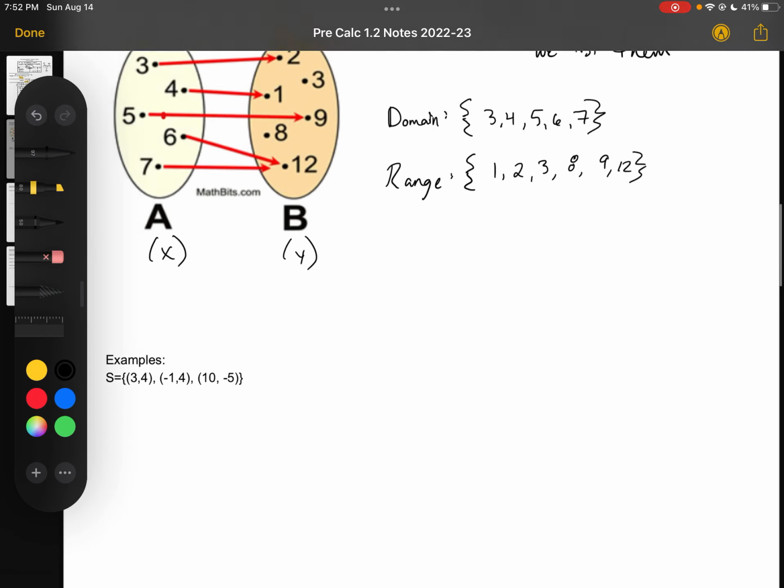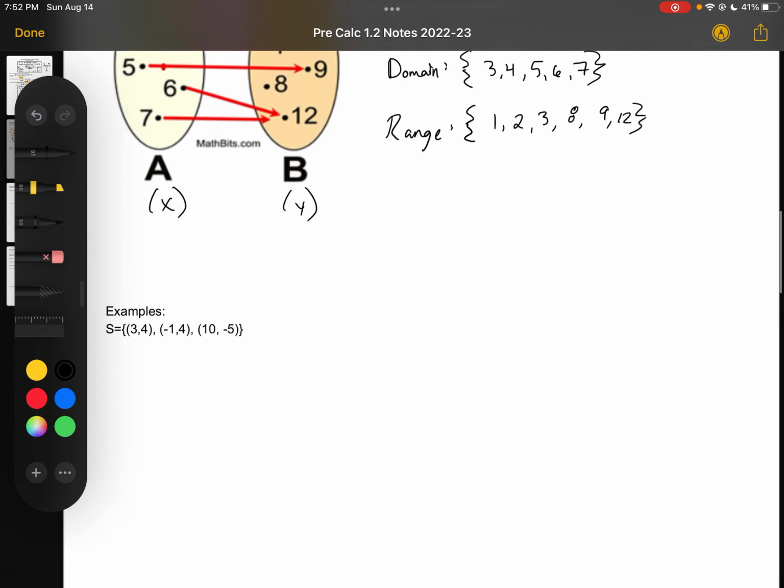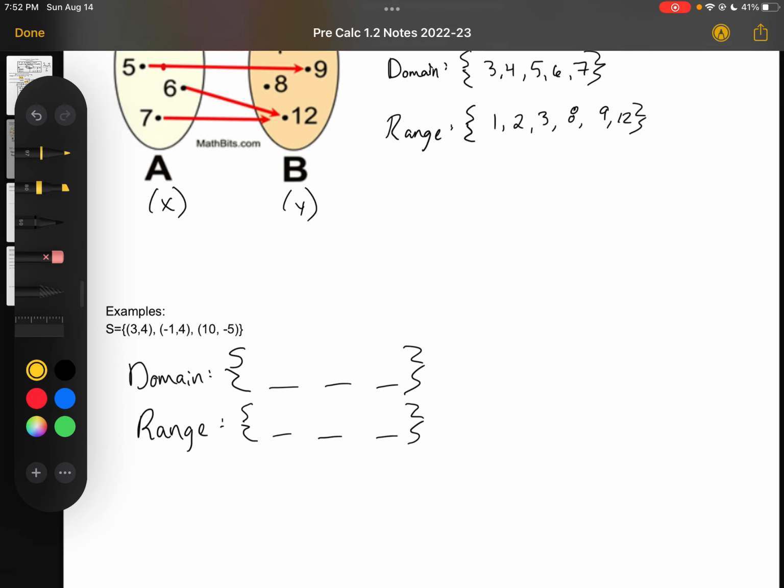So what I'm going to do now is I'm again going to pause the video and have you submit what is your domain. List them out. And what is your range? Of your second example. So I'm specifically asking domain and range of this set of numbers. S just means set here.